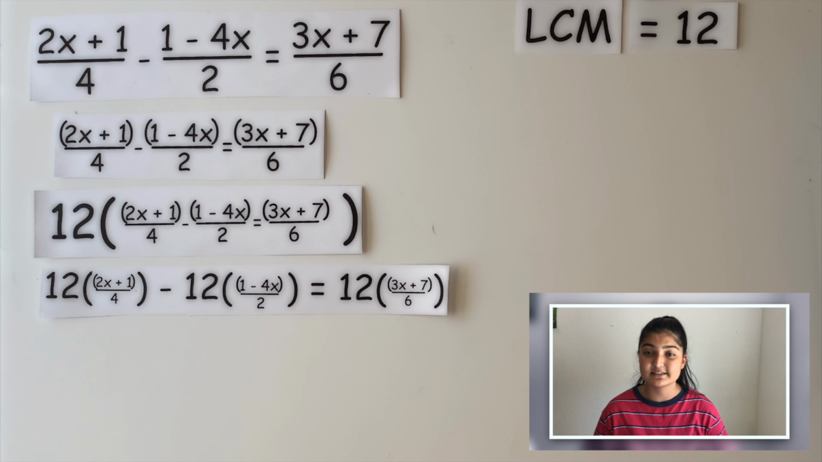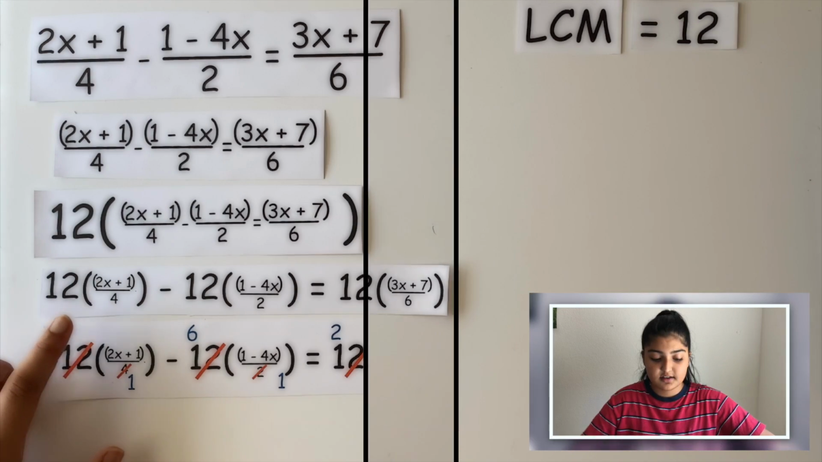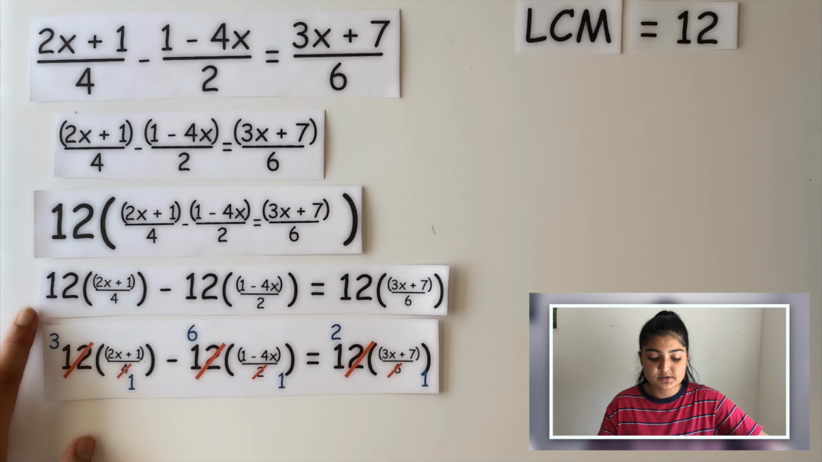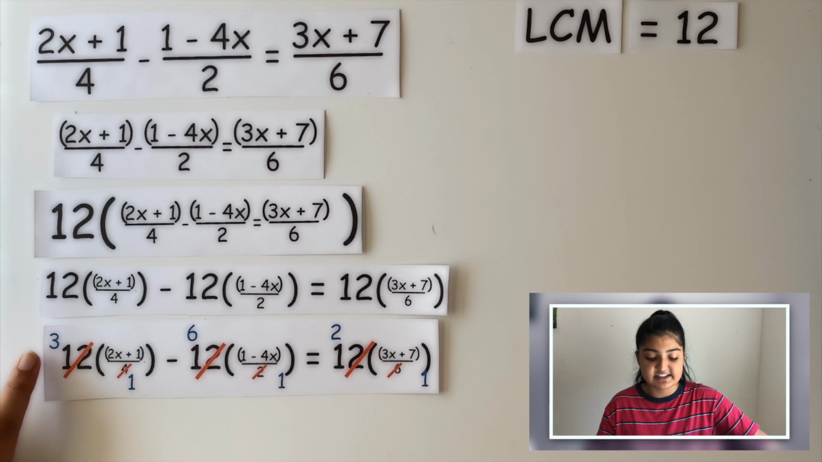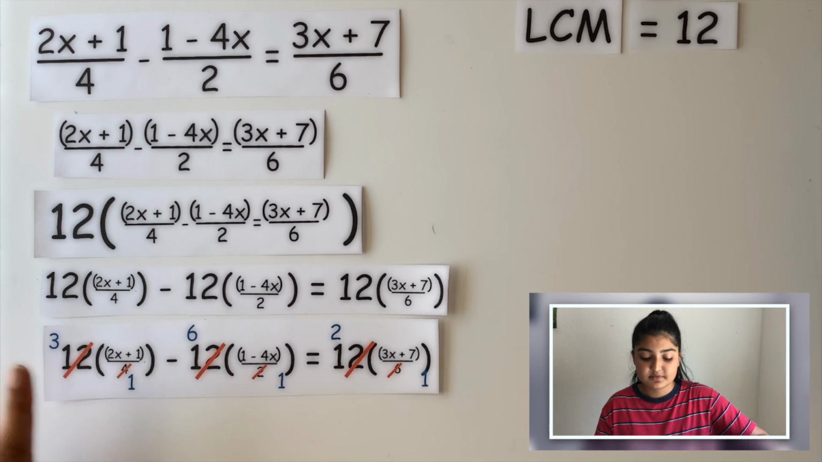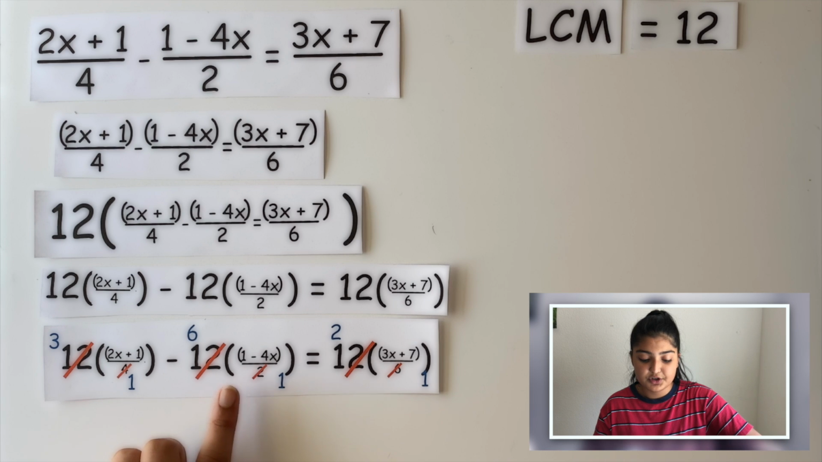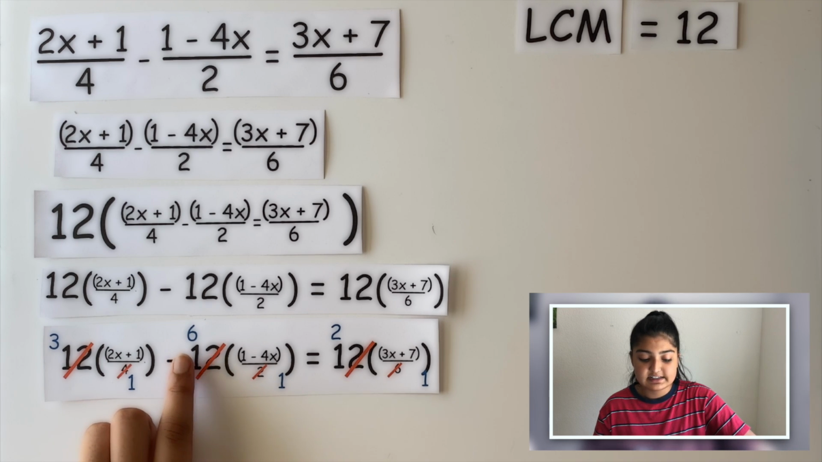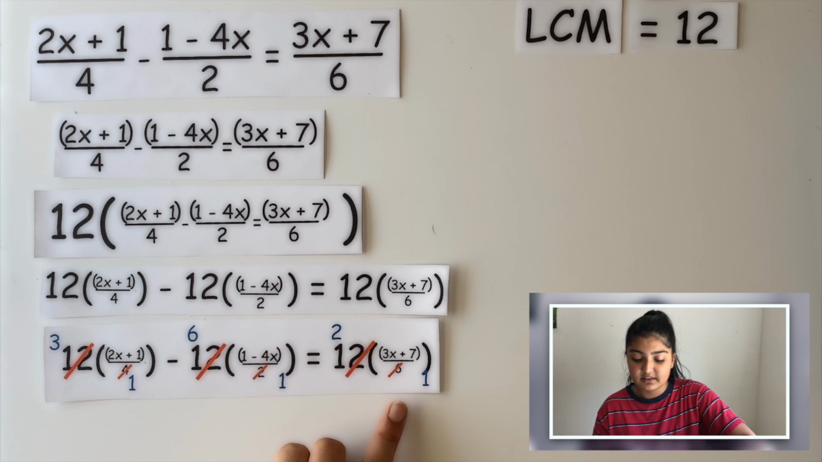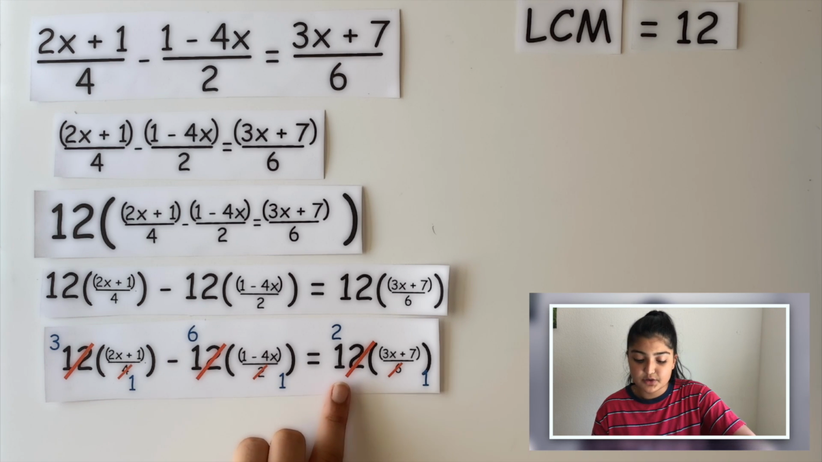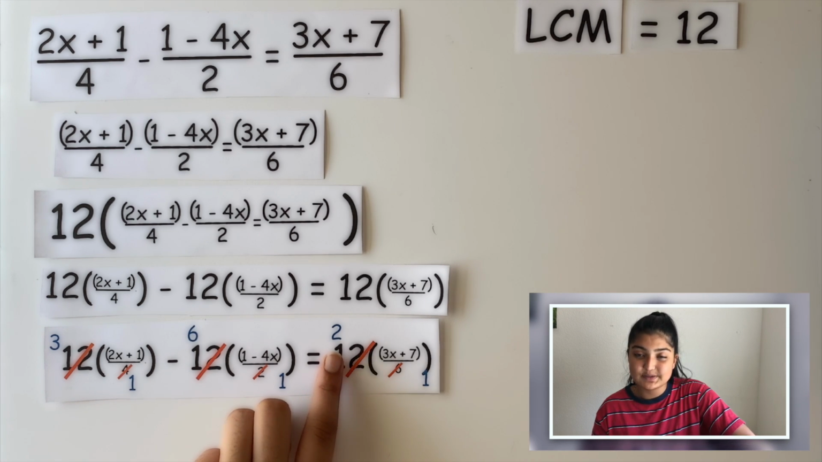Now, let's cross out and divide anything that we can. 4 goes into 12 3 times. 2 goes into 12 6 times. And finally, 6 goes into 12 2 times.